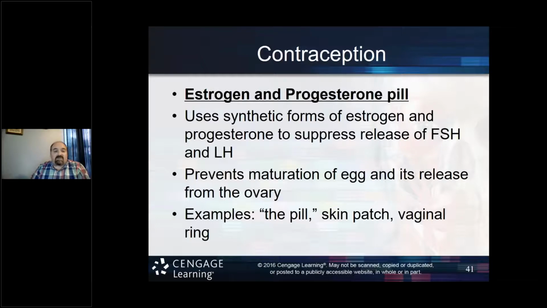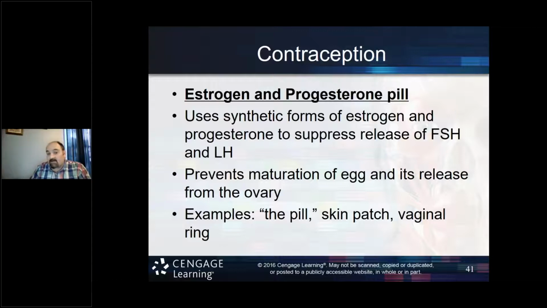And so here, as far as contraception is concerned, as far as the pill, okay? When you're thinking of the pill, this is a pill that contains both estrogen and progesterone. So it uses synthetic forms of both to suppress the release of follicle stimulating hormone and luteinizing hormone, right? This is that feedback cycle that you saw in my notes earlier, okay? So that's what the pill does, it contains both.